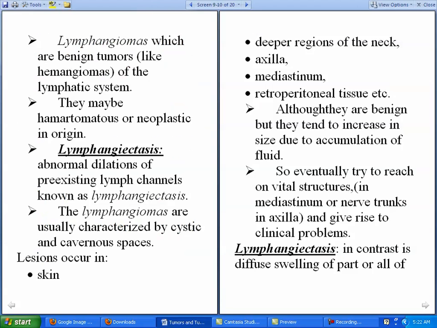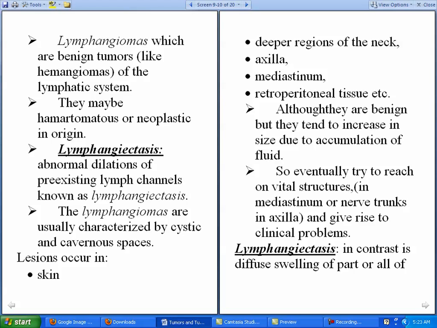Lymphangioma, just like hemangiomas, are actually the benign tumors of the lymphatic system, and they may be hematomatous or neoplastic in origin. We've already discussed that hematomatous are actually excessive focal growth, which are in the native tissue. Okay, that is the growth of the cells in their original tissue. While on the other hand, there's another term which is called lymphangiectasis.